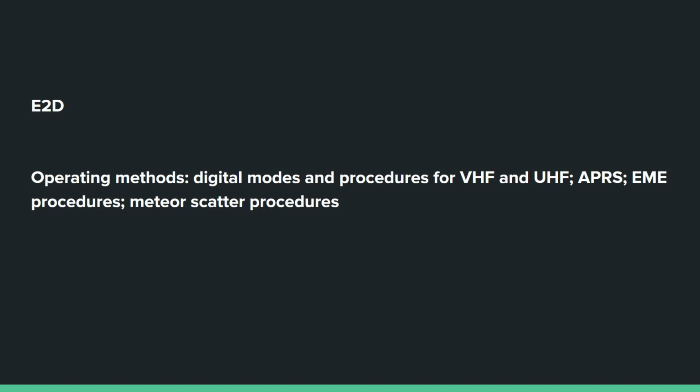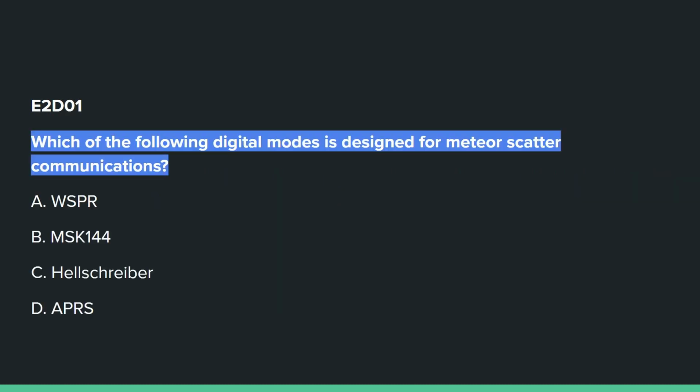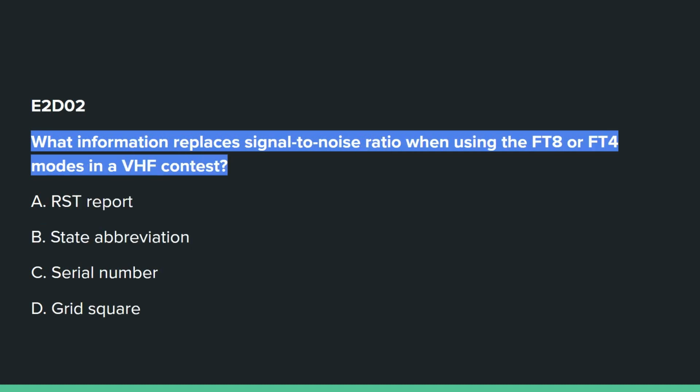E2D, operating methods, digital modes and procedures for VHF and UHF, APRS, EME procedures, meteor scatter procedures. E2D01, which of the following digital modes is designed for meteor scatter communications? And that's B, MSK144. E2D02, what information replaces signal to noise ratio when using the FT8 or FT4 modes in a VHF contest? That's D, the grid square.